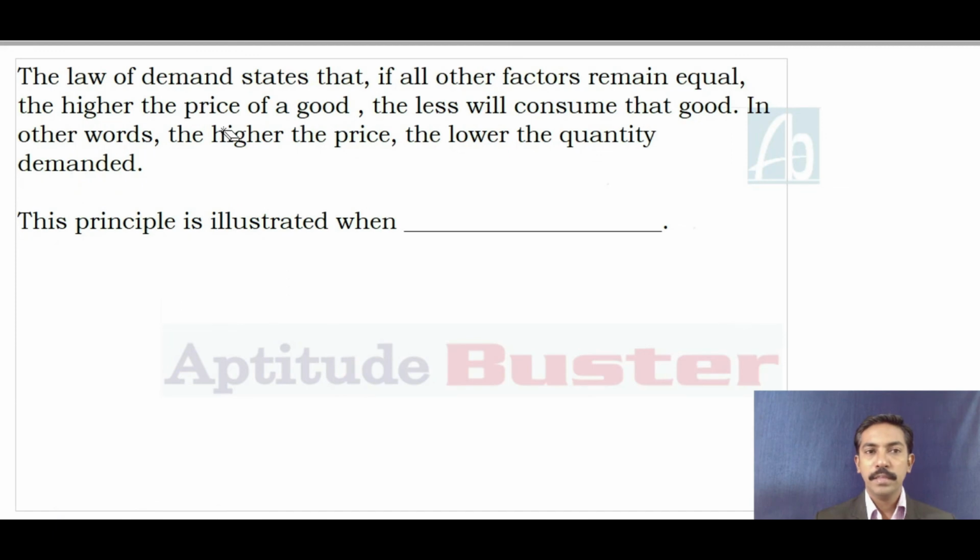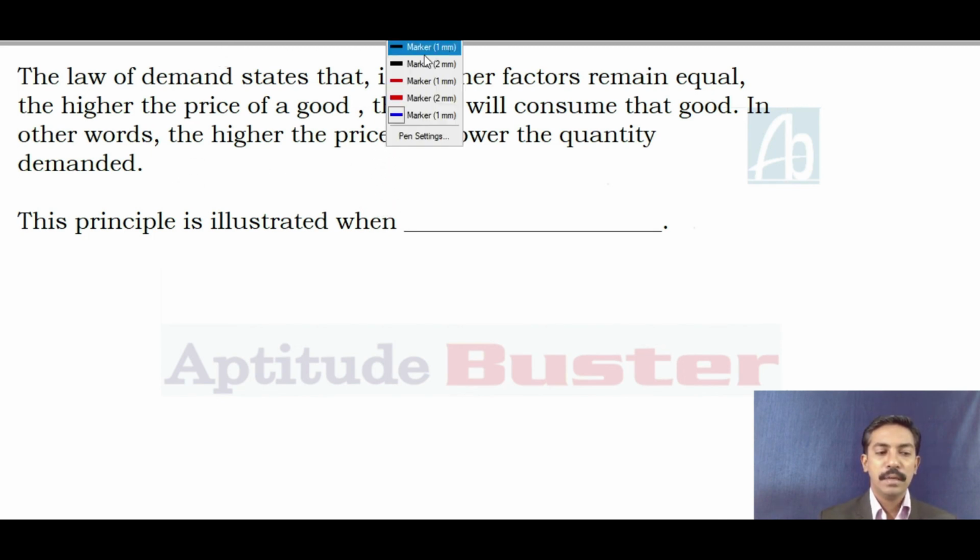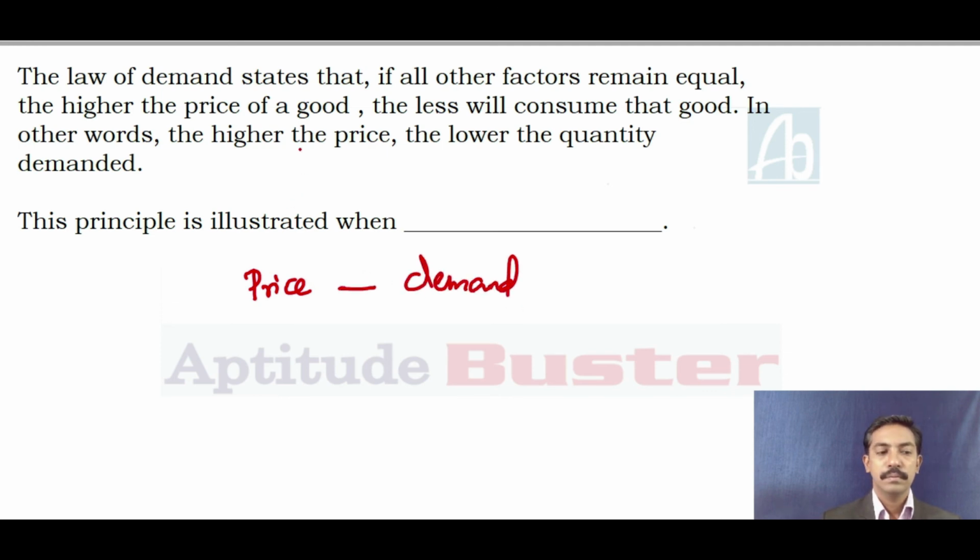The law of demand states that if all other factors remain equal, the higher the price of a good or a product, the less will consume that good. In other words, the higher the price, the lower the quantity demanded. So this argument says the cost or the price of the product is indirectly proportional to the demand for a product. Meaning, when the price is up, demand will be less. When the price is low, demand will be more. That's what the argument says.